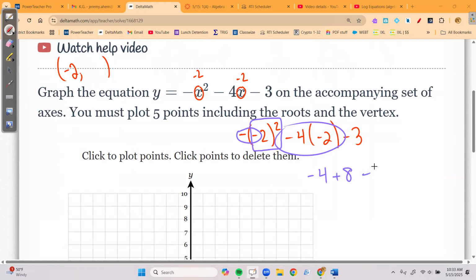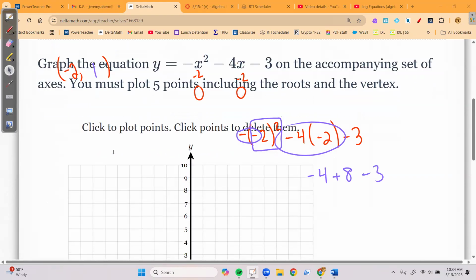+8. And now we just have to do some 3rd grade math. What's -4 plus 8? 4. What's 4 minus 3? 1. Hey, guess what? We know our vertex. That's huge. -2, 1. All the work is done, and now all I have to do is go cash it in.